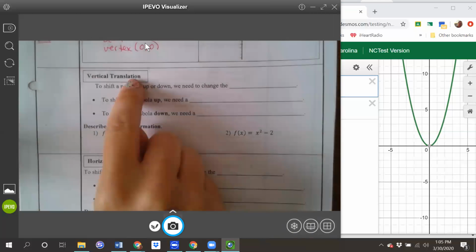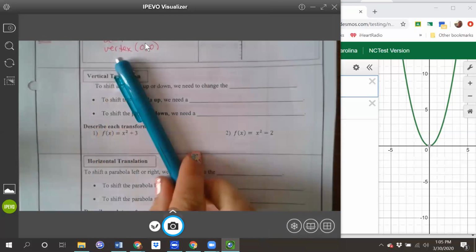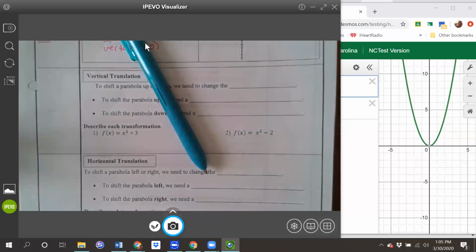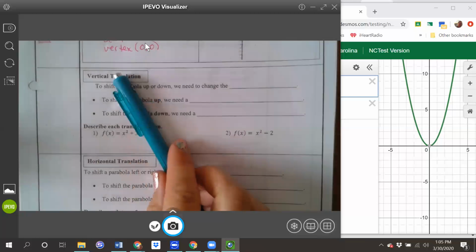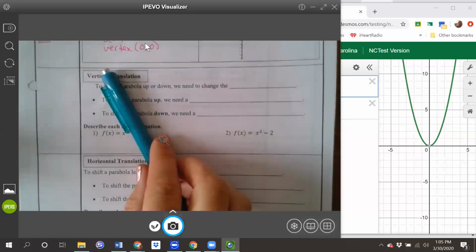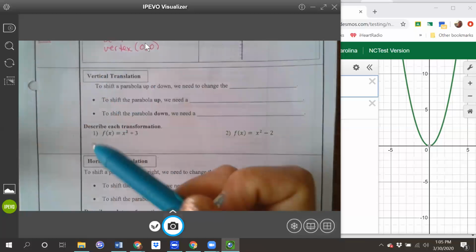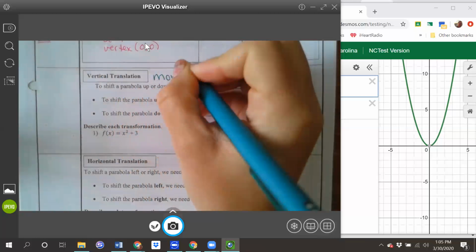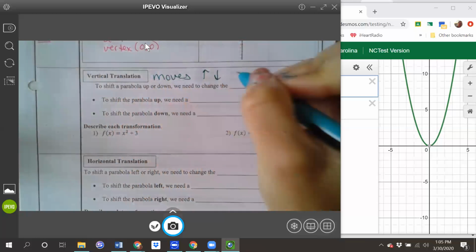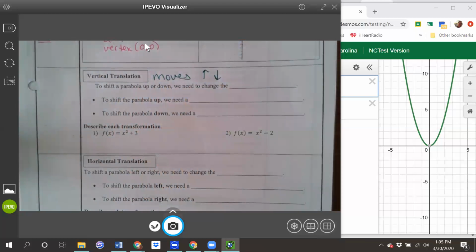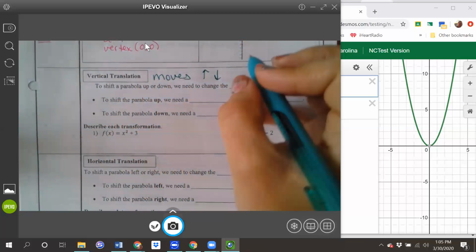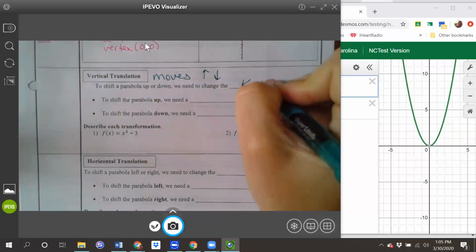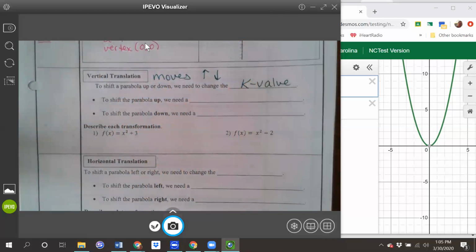So a vertical translation, you remember what translation means. Translation just means that you take something and you slide it up or down or to the left or to the right. Vertical means up and down. So a vertical translation is going to move the graph either up or down. The way that we do that is we change the k value.